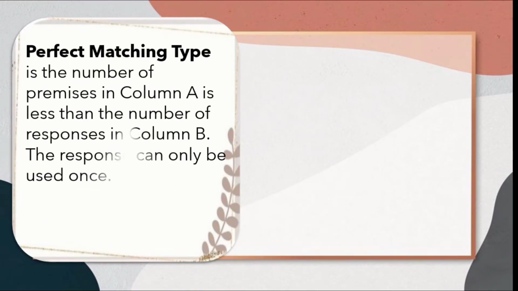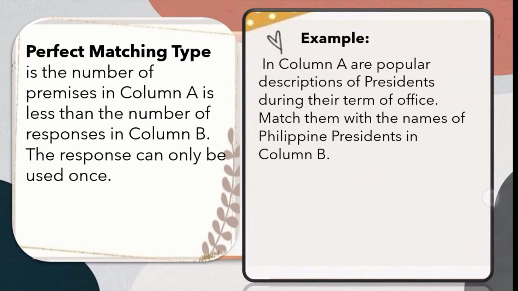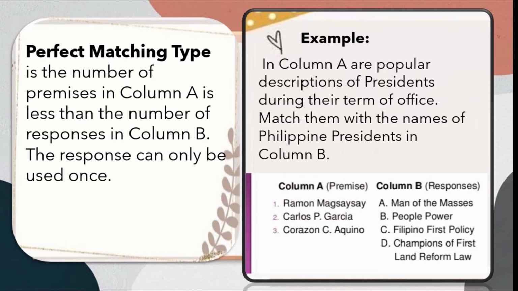And also the perfect matching type. So for you to understand it well, here is an example. In column A are popular descriptions of presidents during their term of office. So the number of premises in column A is less than the number of responses in column B.